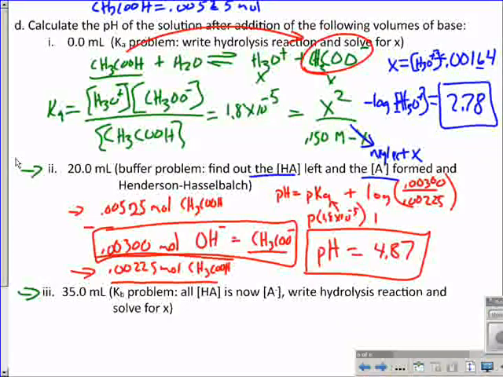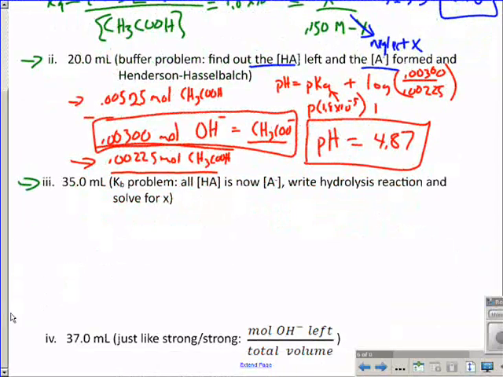Now, the next one here was part 3, and that was where I was at 35.0 milliliters, which remember, that was where HA and OH minus perfectly neutralized. So my acetic acid, my sodium hydroxide, exact number of moles of each. So I'm going to have 0 of those left, and that means all 0.00525 moles of my acid became my conjugate base. So that's how many moles I've got.